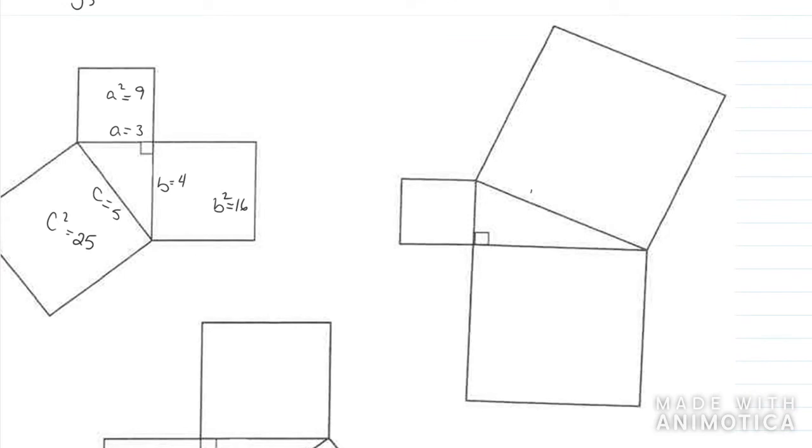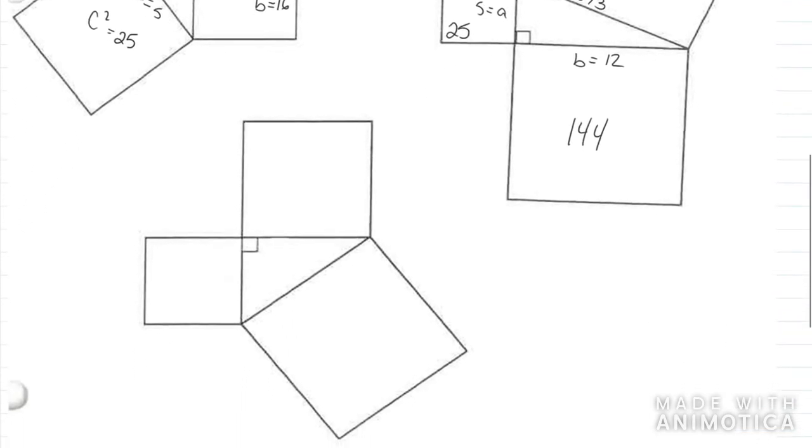Again, we have our C, our A, and our B. Let's say this is 5, this is 13, and this is 12. Remember, your C that's across from your 90-degree angle is always going to be the biggest side, so it's going to have the biggest number. So 5 squared is 25, 12 squared is 144, and 13 squared is 169. Kind of interesting. Can you guys spot a relationship yet?